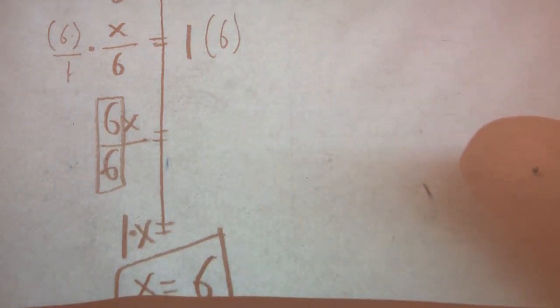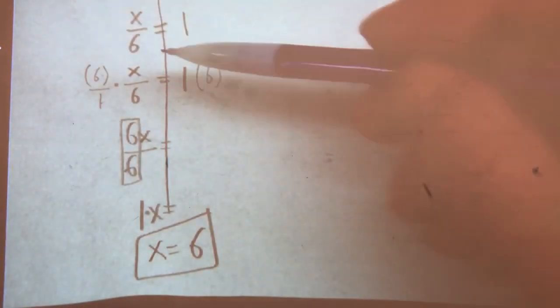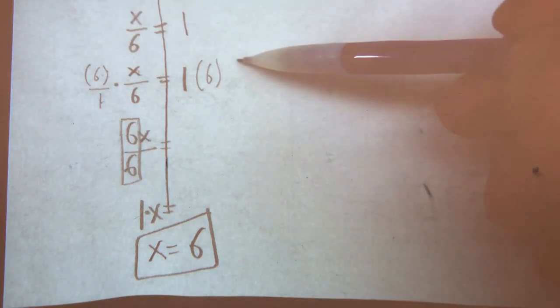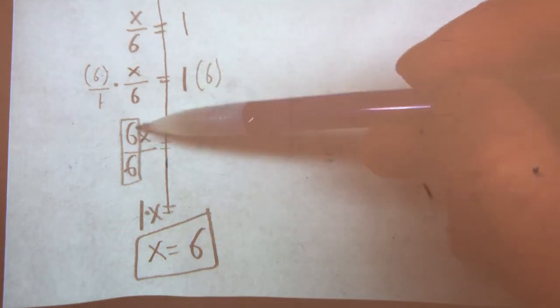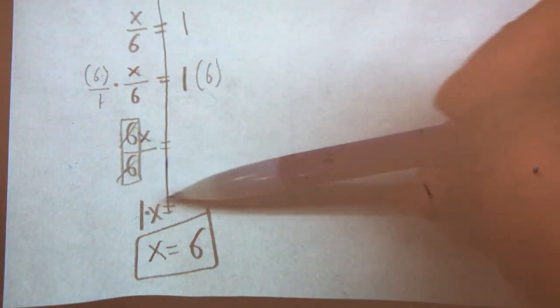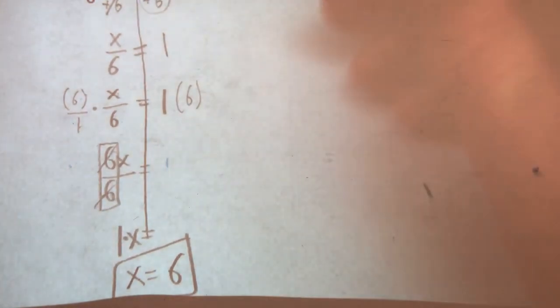Zoom out a little bit there. There we go. So again, we had x divided by 6. We multiplied by 6. We always do it to both sides. 1 times 6 is 6. These 6's cancel, right? 6 over 6 is 1. 1 times x is x. If we want to check our results, we can do that.